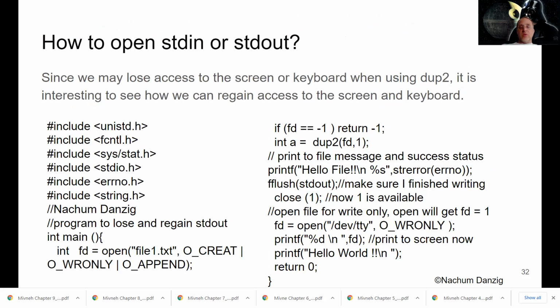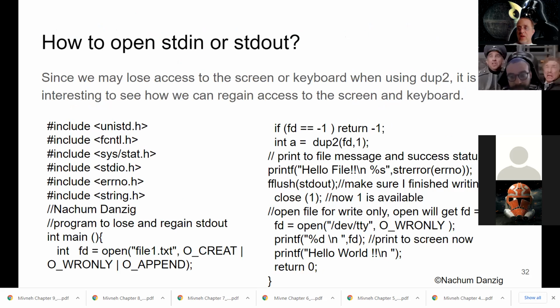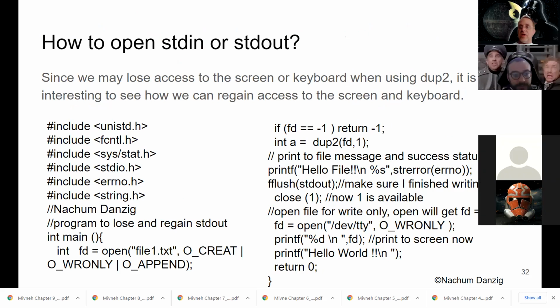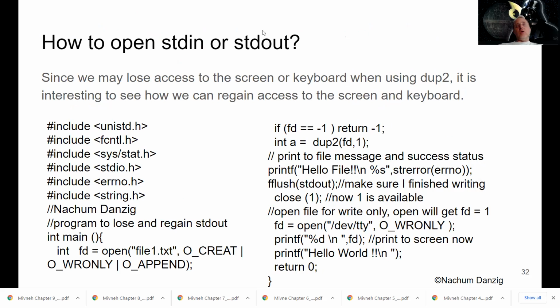Now here's an interesting question, which one of my students asked me a few years ago, and so I gave him this answer. The question is, if I close the standard out, how can I ever write again? I close 1, and I close 2. So how am I going to write to the screen ever again? I lost it. So since we may lose the access to the screen or the keyboard when using dup style, if we do dup 2 and we give it 1, then we're going to lose 1. So it is interesting to see how we can regain access to the screen.